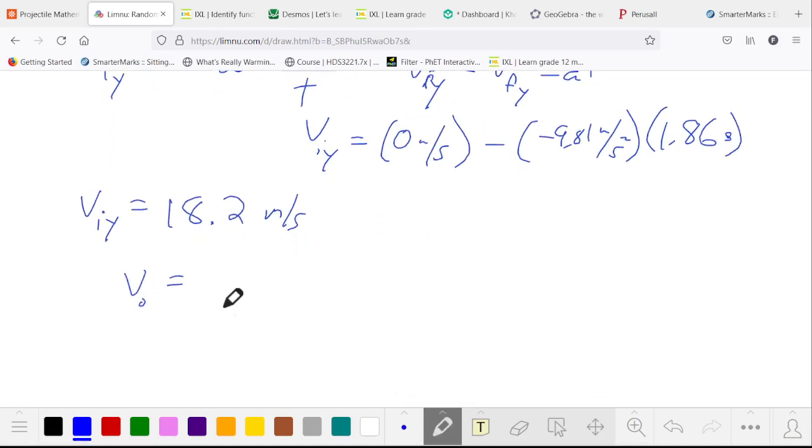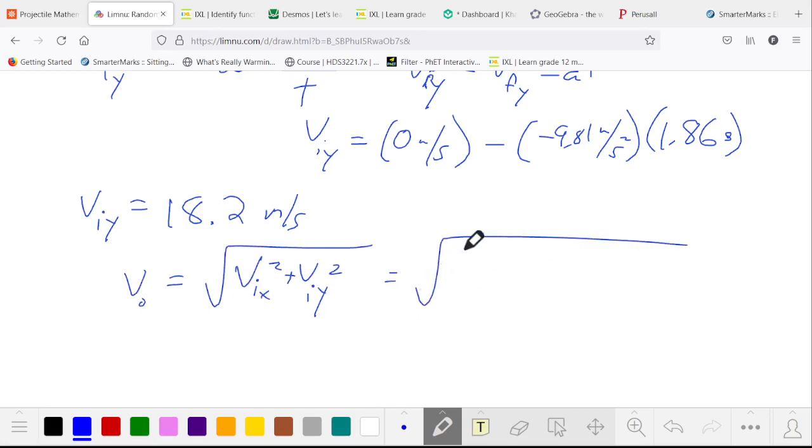So now our original velocity, square root of Vix squared plus Viy squared. So Vix was that 19.07126 that we use in our calculator, the complete unrounded value. And the y was that 18.209283335. Again, use that complete unrounded value in the calculator.